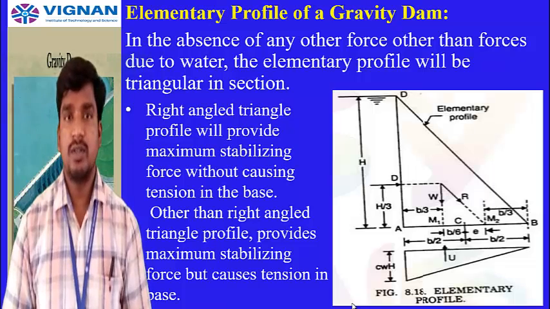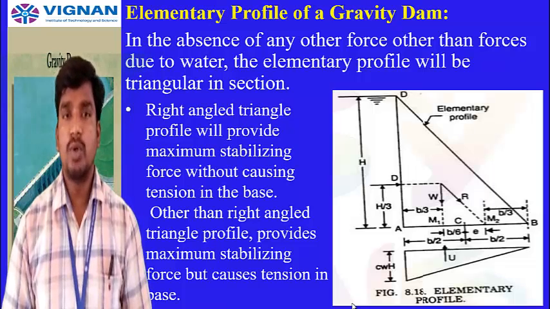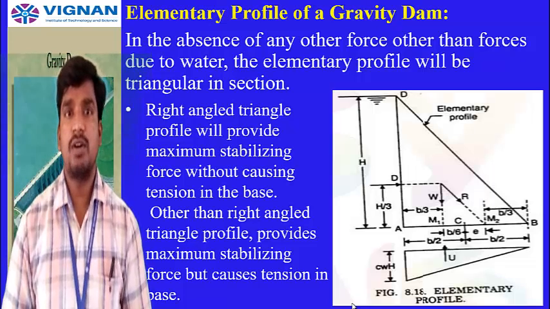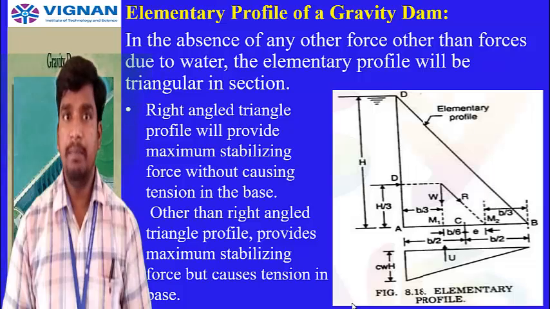In the previous lecture, we discussed the modes of failure of a gravity dam, or else you can also call them the causes of failure of a gravity dam. So we have seen four different causes of failure of a dam: overturning, sliding, compression, and tensile forces, and how they cause the failure of the gravity dam. That we discussed in the last class.